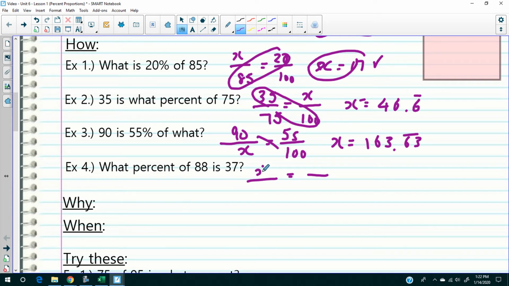What percent out of 88 is 37? Remember, you're always going to be missing a value in these questions. The question is just which one of these 4 spots is going to be missing a value. That's really all there is, okay? So 37 times 100.